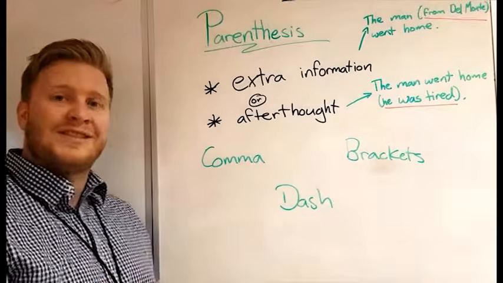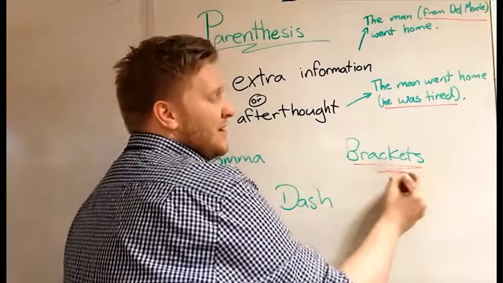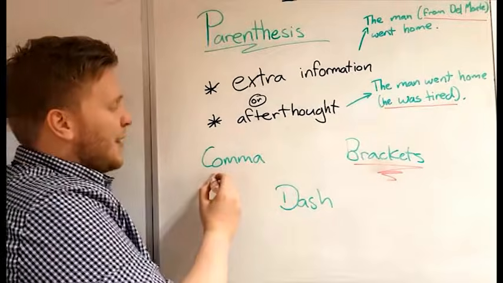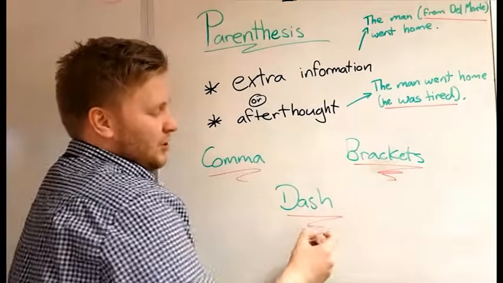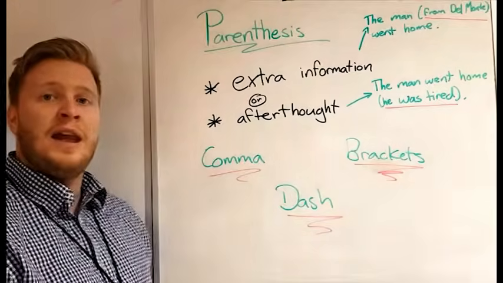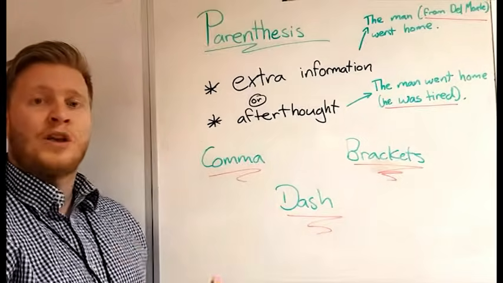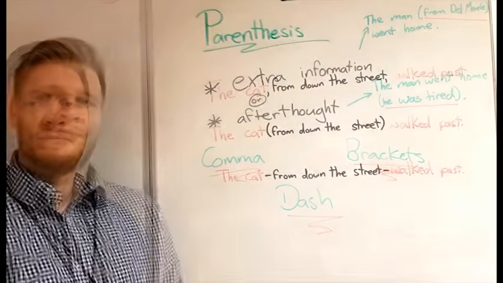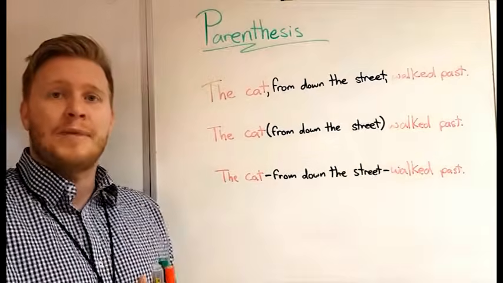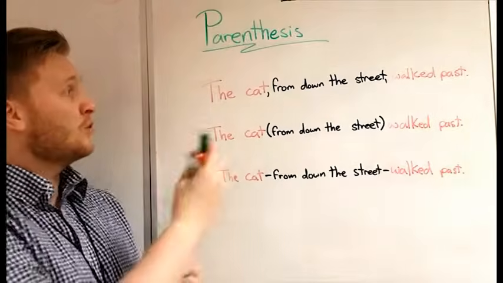Now we put parentheses into our sentences in three different ways. We either use brackets, and this is the most common one, which is why I've used brackets for those two examples, and then we also have commas and dashes. So what we're going to do is look at how we can use these three to put parentheses in, and then look in depth at how sentences need to make sense without the parentheses. Here we've got the same sentence with the same parenthesis in the middle, but I've used the three different ways we can put it in to show you how it works.